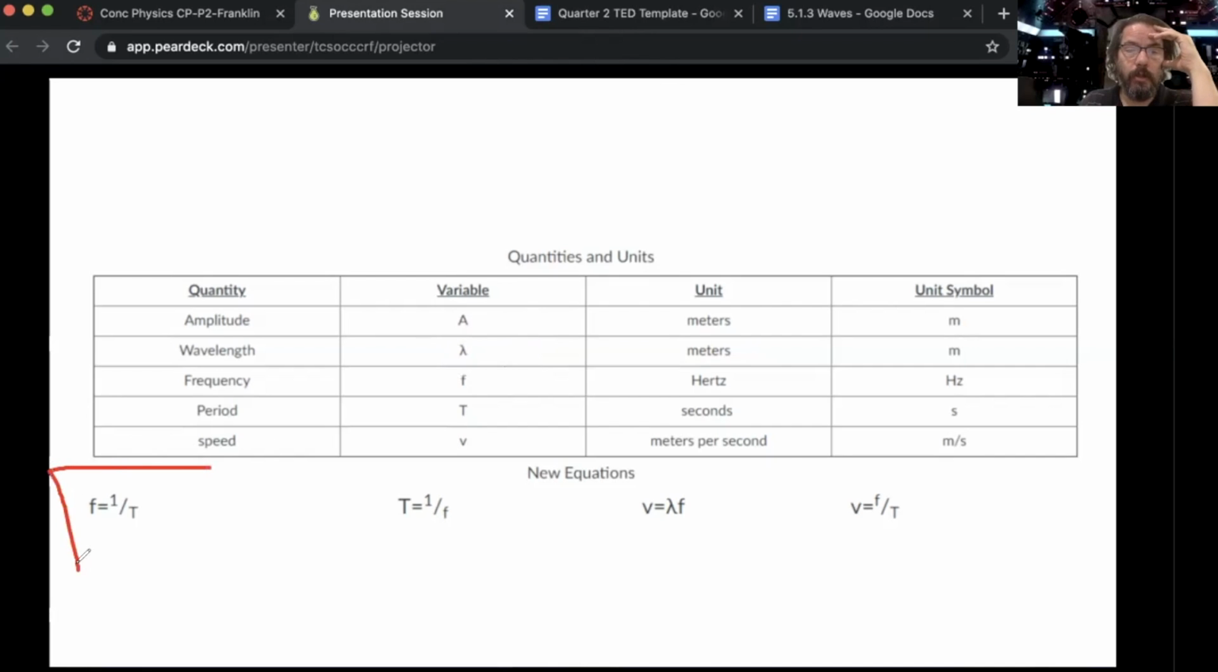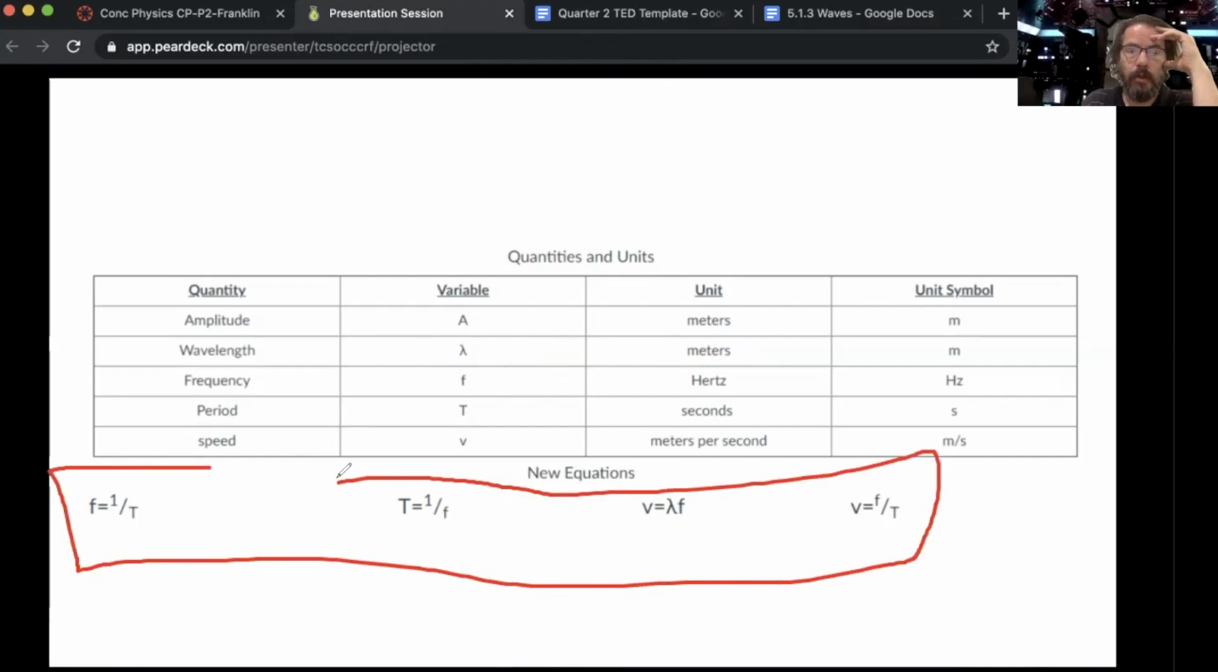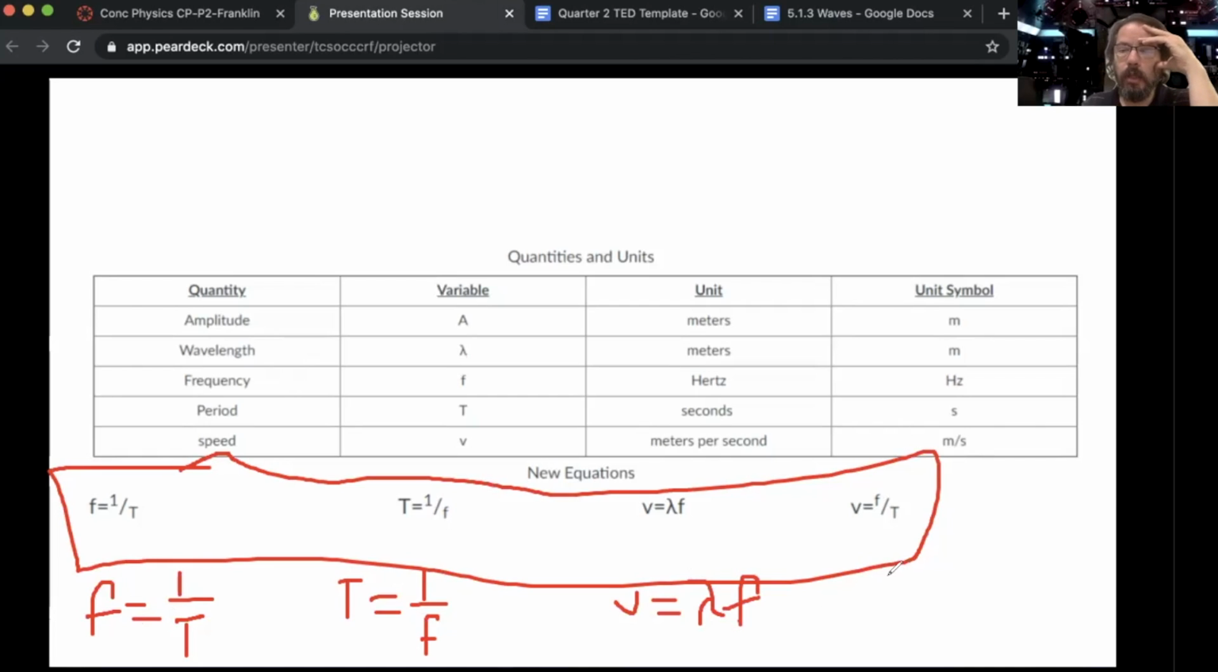Here are the 4 equations. They are on your equation sheet. So if you don't have these down, you might want to write these down right now. They are on your equation sheet, but sometimes it's nice to have them in your notes. Okay. Frequency equals 1 divided by the period. Period equals 1 divided by the frequency. The speed of a wave equals frequency times wavelength, or wavelength times frequency. And the speed of a wave also equals wavelength divided by the period. This is the one we're going to use the most, okay?